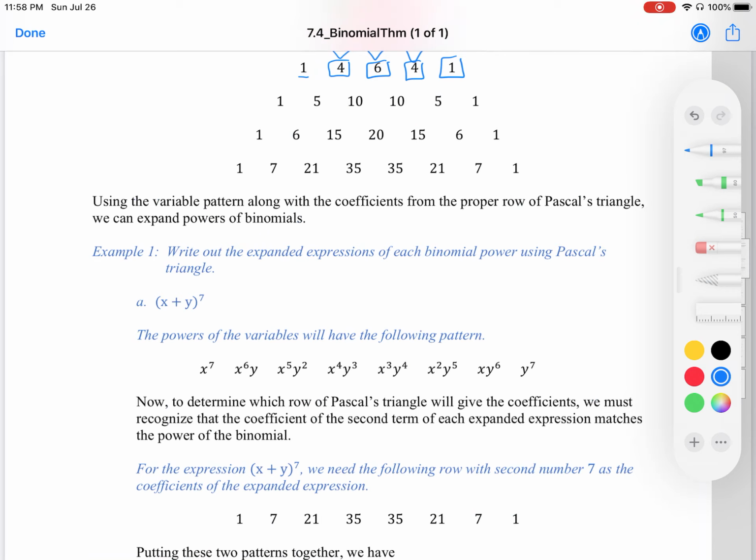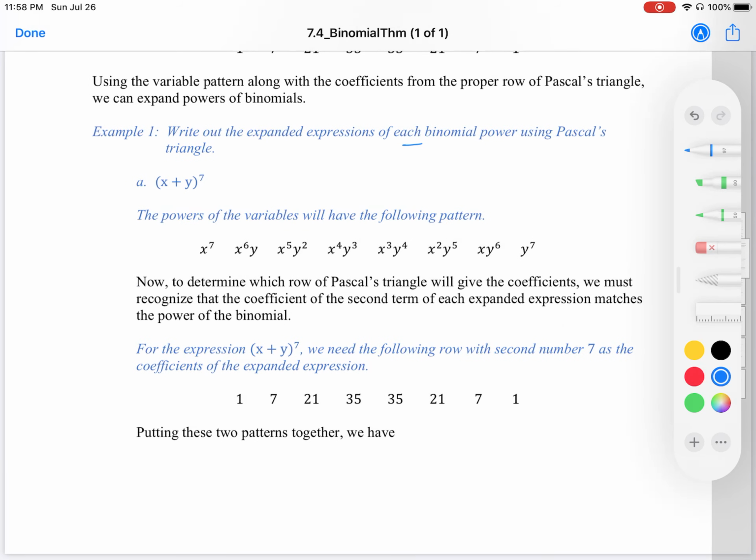Using the variable pattern along with the coefficients from the proper row of Pascal's triangle, we can expand the powers of binomials. Example 1. Write out the expanded expression of each binomial power using Pascal's triangle. Okay, so let's do things separately. Let's determine our x's and our y's, our first term, and then we'll worry about our coefficients. So our variables will follow this pattern.